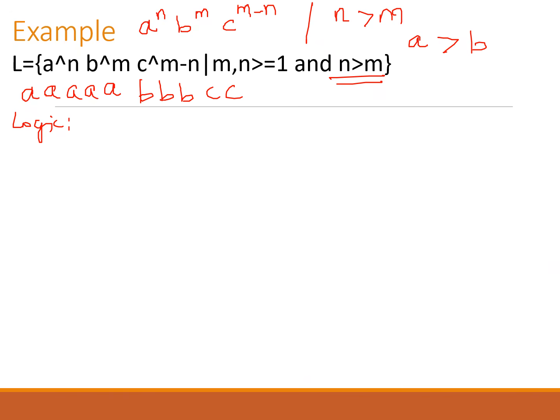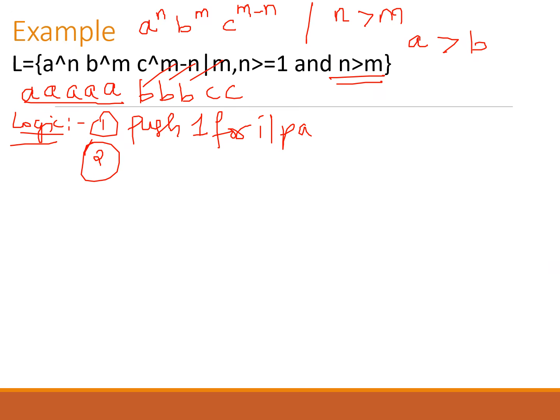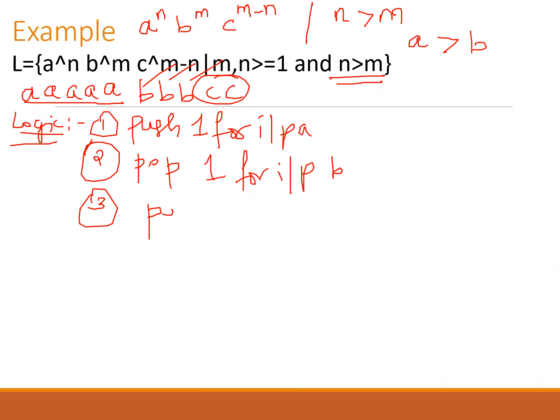So the logic which can be applied here is we can push 1 for the input A. So until we keep on getting A, we will be pushing 1. What happens? Correspondingly, we'll have 3 pops for B. So we will pop 1 for the input B. Now what is remaining? 2 C's. So if you see, these A's are equal to B plus C. Right? So again we'll perform the pop operation for the incoming input C.